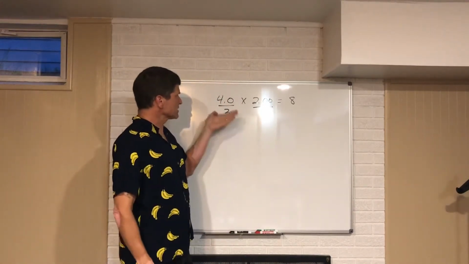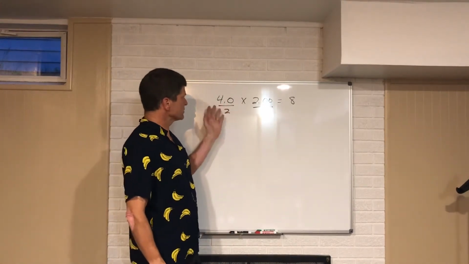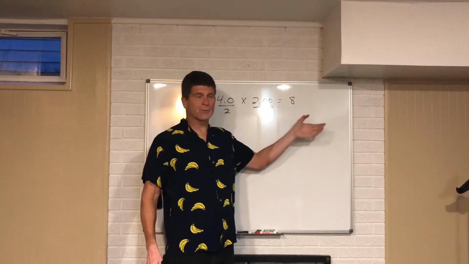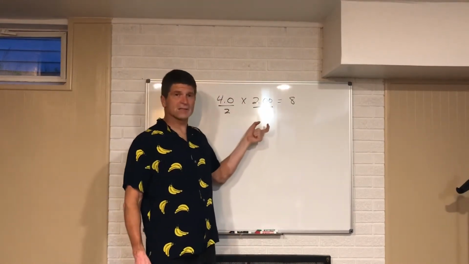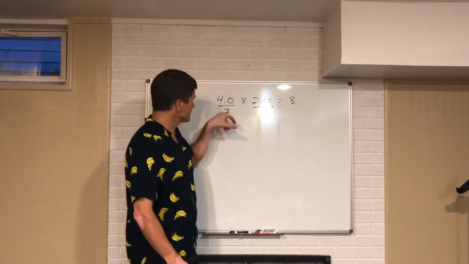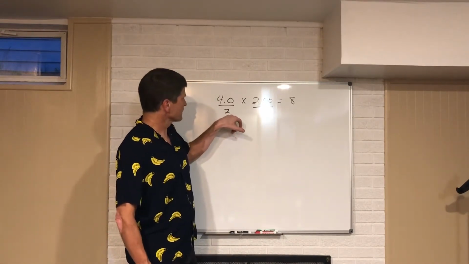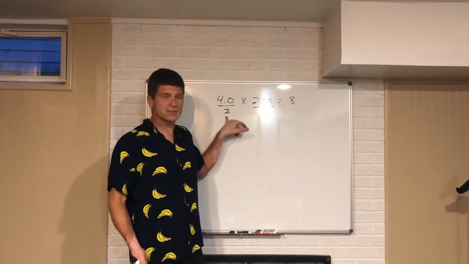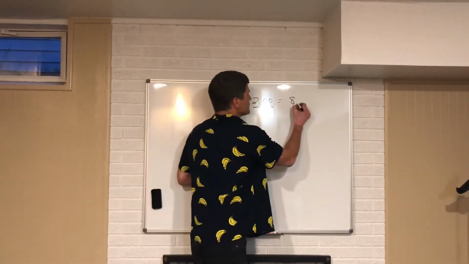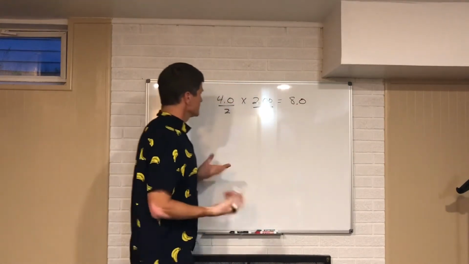With multiplication and division, all we do is the basic math step, and then we look to find out which of the numbers that we're multiplying or dividing has the least number of significant figures. In this case, because this one had 2, as compared to this one having 3, our final answer has to have 2 significant figures. So 8.0.